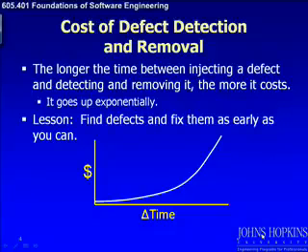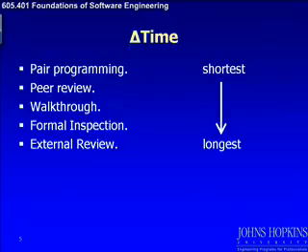As we noted before, we need to find our defects and fix them as early as we can. How do we do this? Well, we can't wait until testing. We have to do some sort of reviews. And there are several types of reviews that I'm going to be talking about now. And I'm going to arrange these from shortest to longest in terms of the delta T, the time between when you inject the defect and you find it.